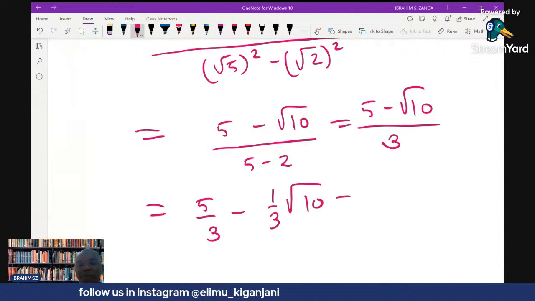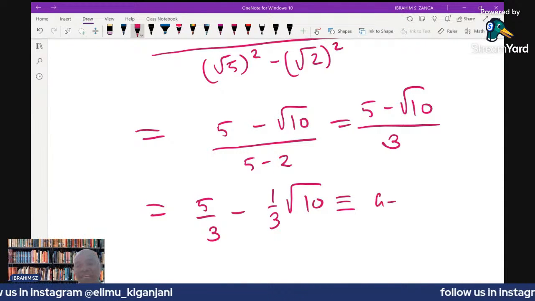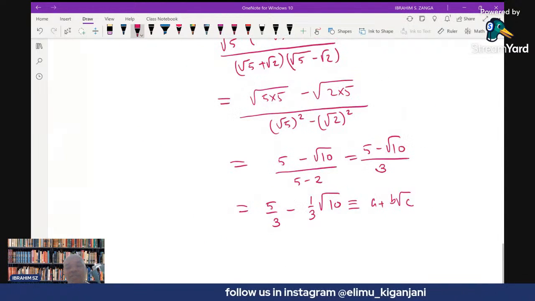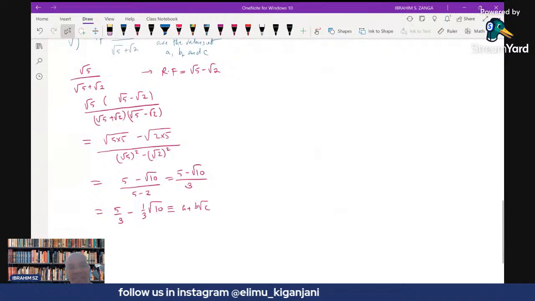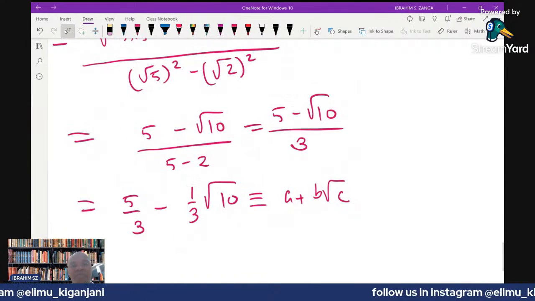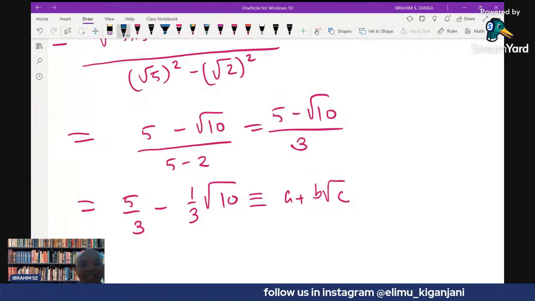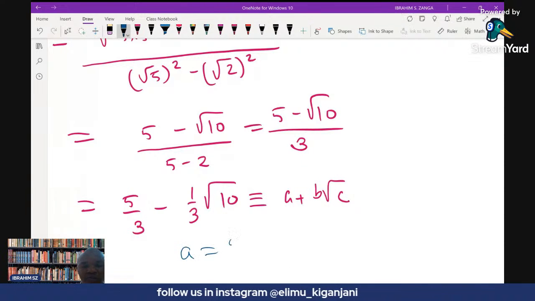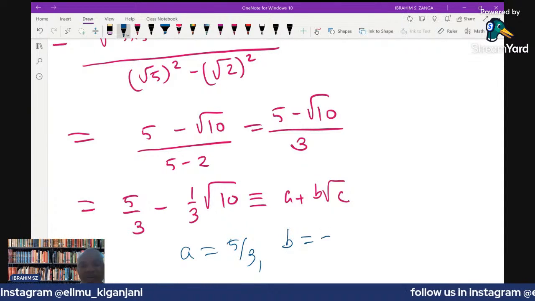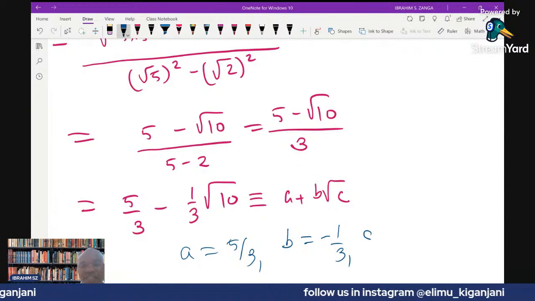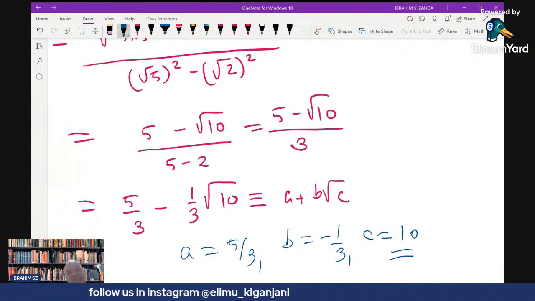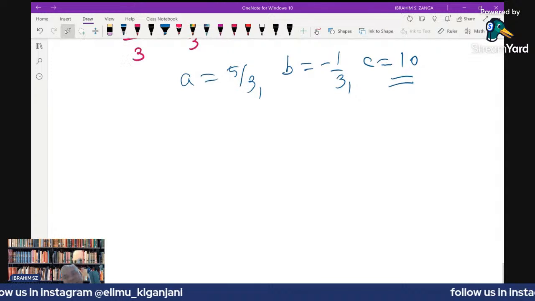Now you compare this one with a plus b square root of c. So what are the values of a, b, and c? When you compare that, dear students, you're going to see that a will be equal to 5 over 3, b will be equal to negative 1 over 3, and c will be equal to 10. So that is the last case for today's session.